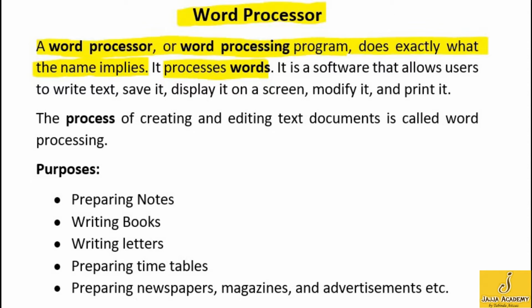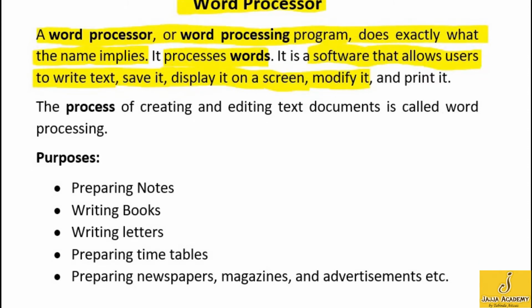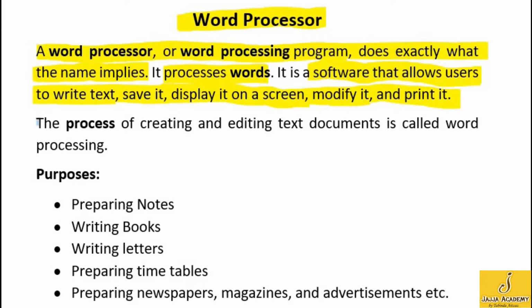So a word processor is a software that allows users to write text, save it, display it on a screen, modify it. Modify means changing it, and print it. And the process of creating and editing text documents is called word processing.